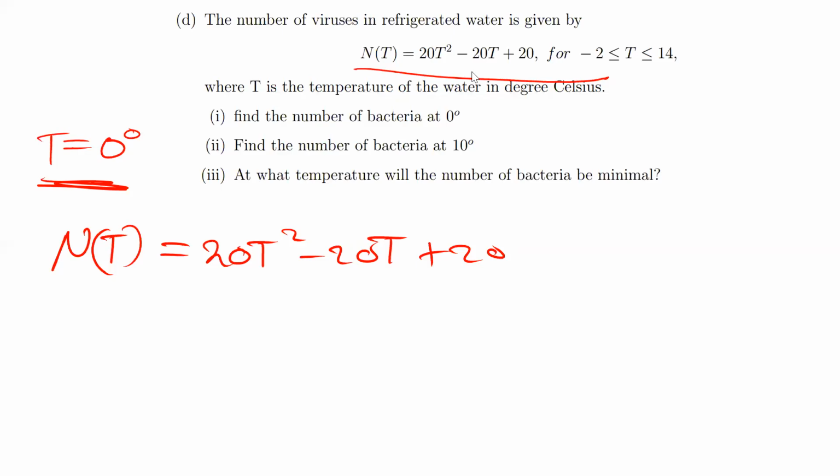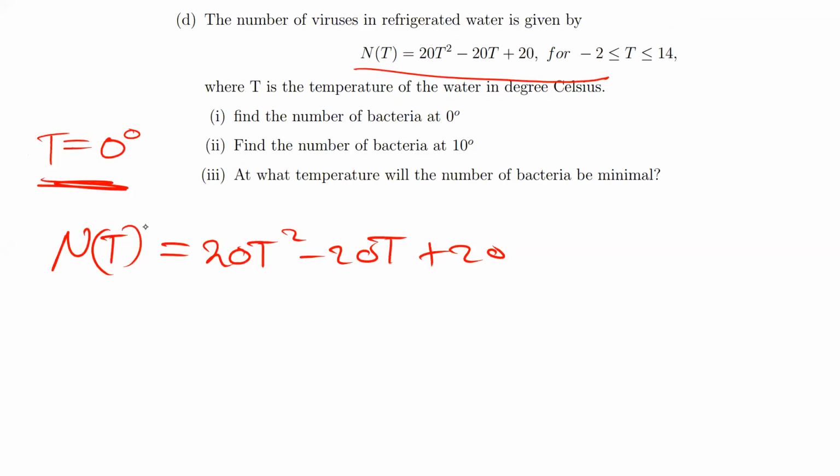Like I said, T represents the temperature at any point, and N represents the number of bacteria or viruses at a given temperature. So N is dependent on T. What that means is that when T increases, N will either increase or decrease depending on the function that has been given.